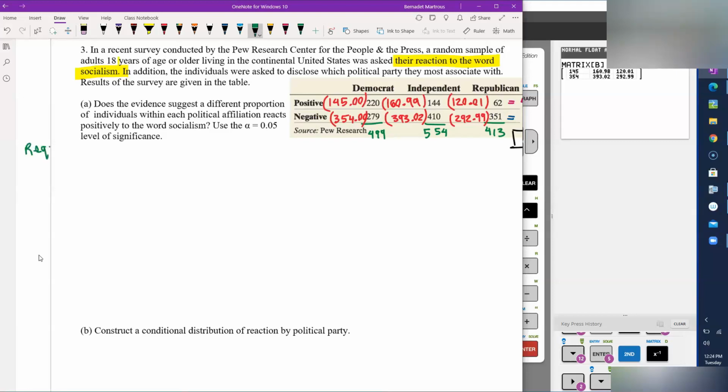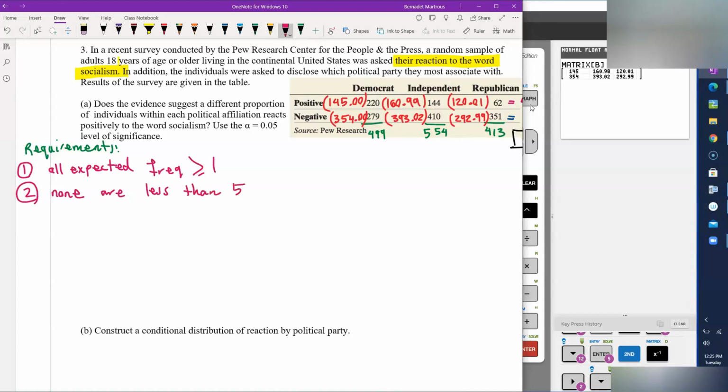Here, requirements. The first one was that all expected frequencies, or all expected counts, are greater than or equal to 1. And the second one, do we have any less than 5? So none are less than 5. So we have these 2 requirements.